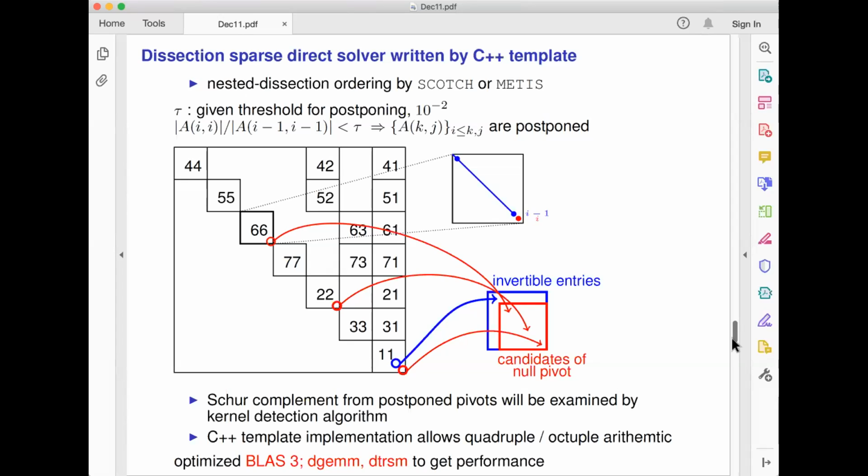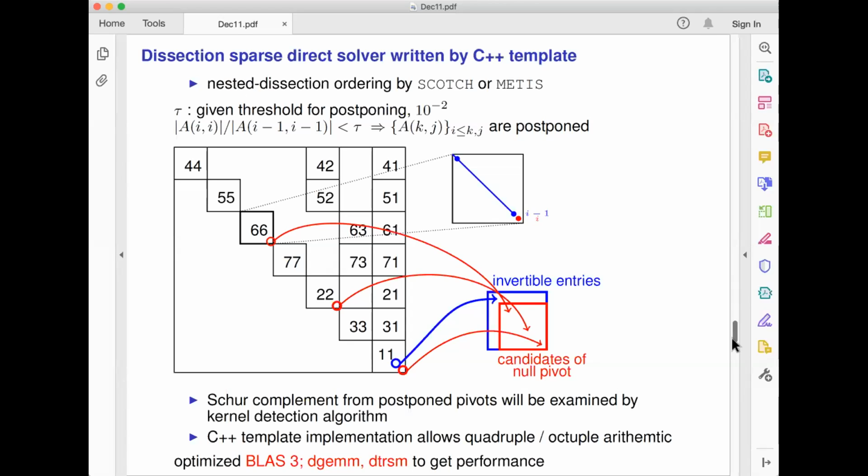If one parameter is given as a postponed pivot threshold, then almost all of the matrix is factorized following the dissection nested ordering tree. But once a value becomes smaller than this threshold, I can postpone the factorization and gather the entries as the last Schur complement. The last Schur complement may be singular if the whole matrix is singular. So Dissection can detect the kernel of such a matrix. The real result I will show in the next slide.